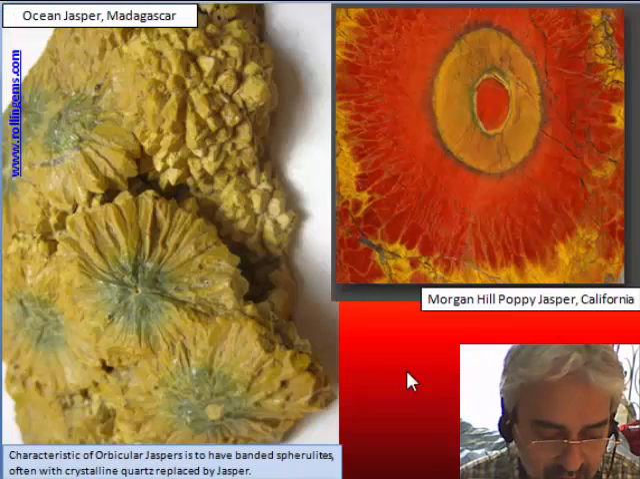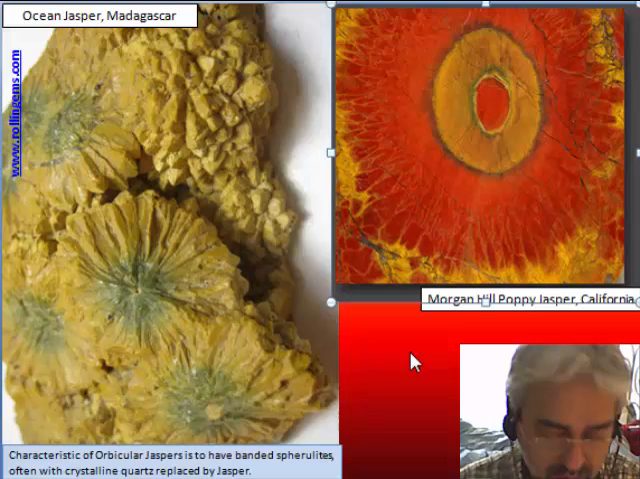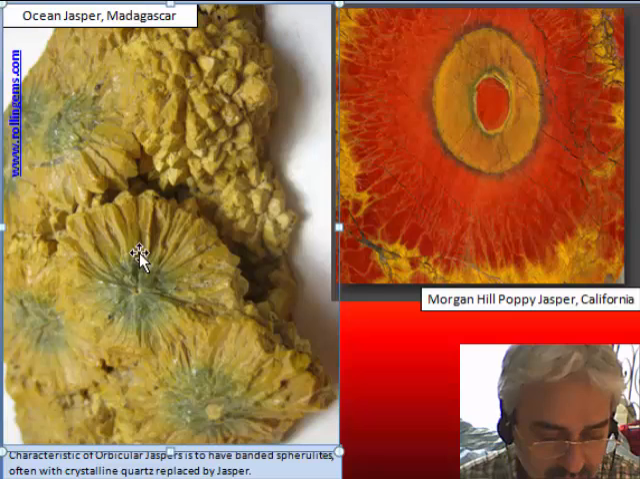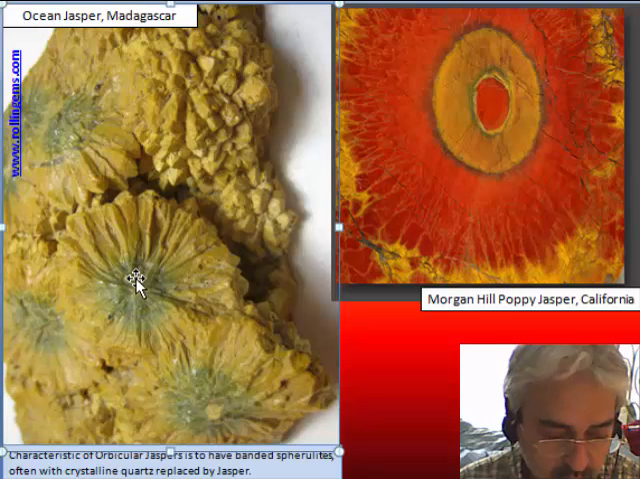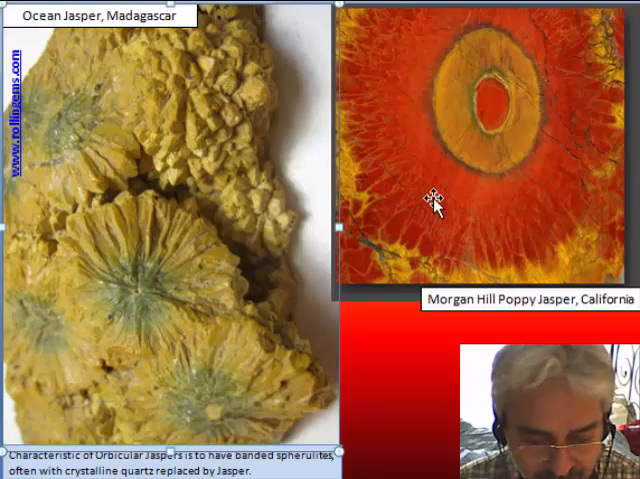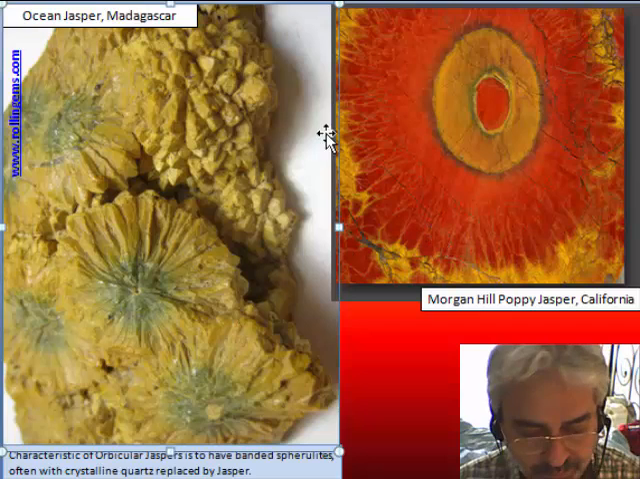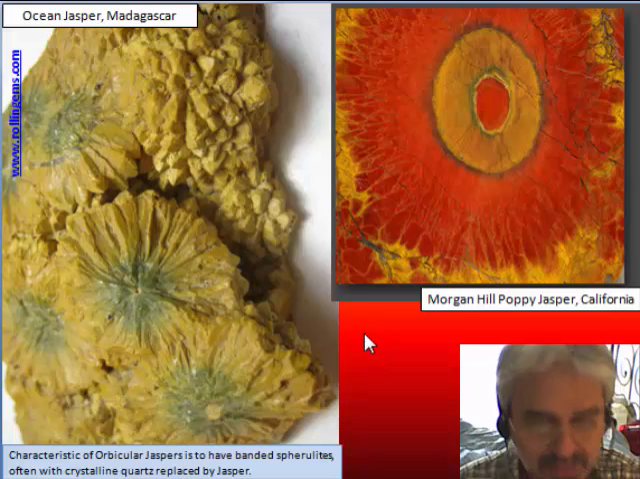The two jaspers analyzed, ocean jasper and Morgan Hill, have in common the presence of quartz in the spherulite. So this is macrocrystalline quartz. These spherulites are more than 1 centimeter in diameter, and this quartz is replaced by pseudomorphosis by jasper. So there is a crystallization of quartz, and after a replacement by jasper. So the history of this material is quite complex and very long.